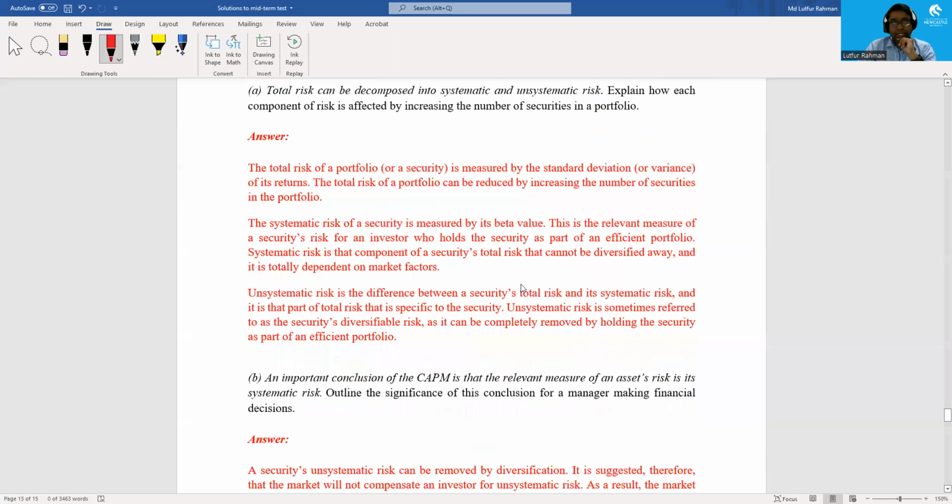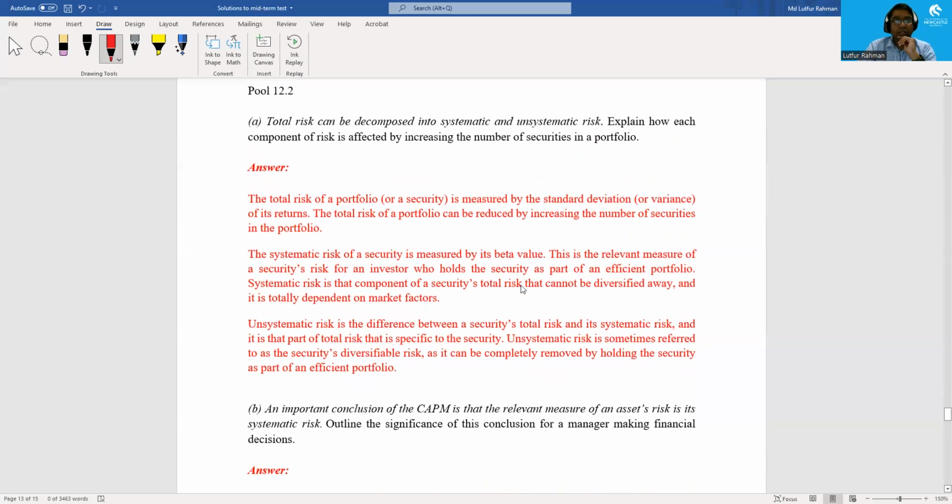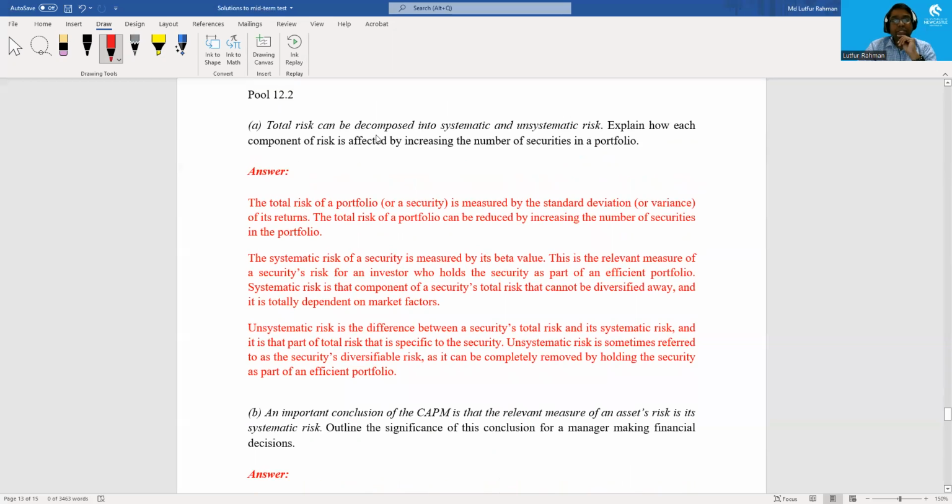This is the next question in the pool. Total risk can be decomposed into systematic risk and unsystematic risk. Explain how each component of risk is affected by increasing the number of securities in a portfolio. So in this question, I was expecting a very clear, very precise answer: if you add more and more stocks to the portfolio, what happens to systematic risk and unsystematic risk?